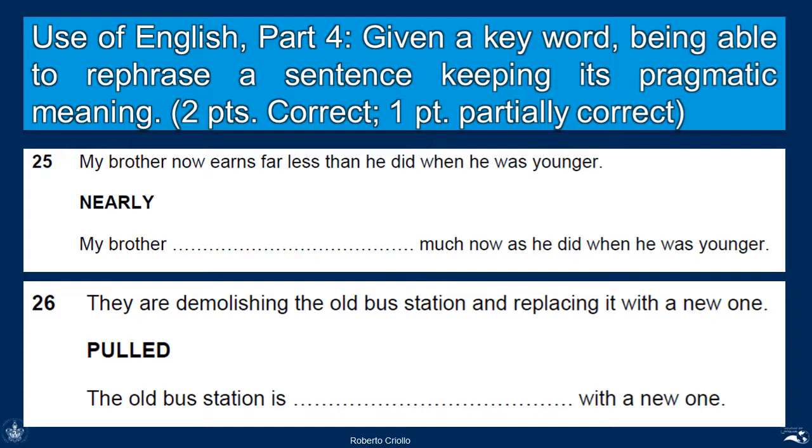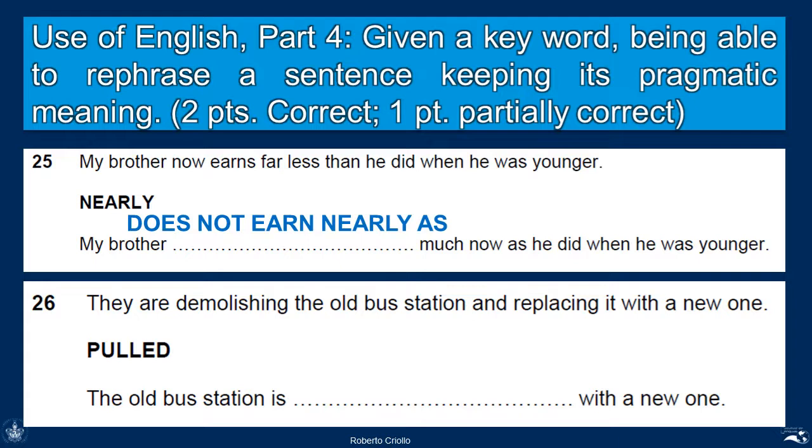25. My brother now earns far less than he did when he was younger. And we have the word nearly. So we can see that it's a comparison, and obviously this will be easy if we say my brother doesn't earn nearly as much now as he did when he was younger. So that is the missing part. It's important to say here that we can also use the contraction doesn't earn nearly as much, and it's the same thing.